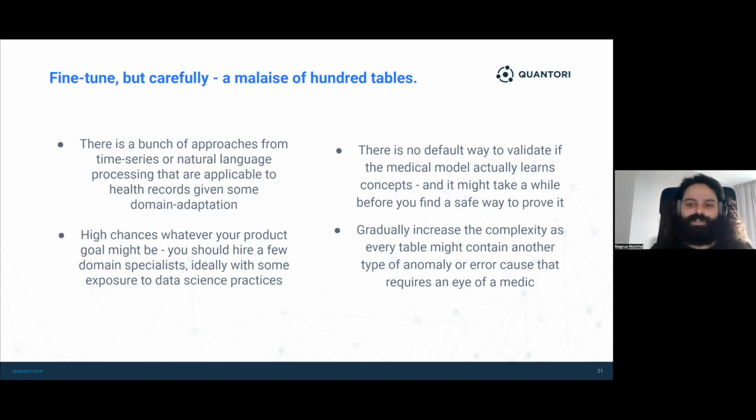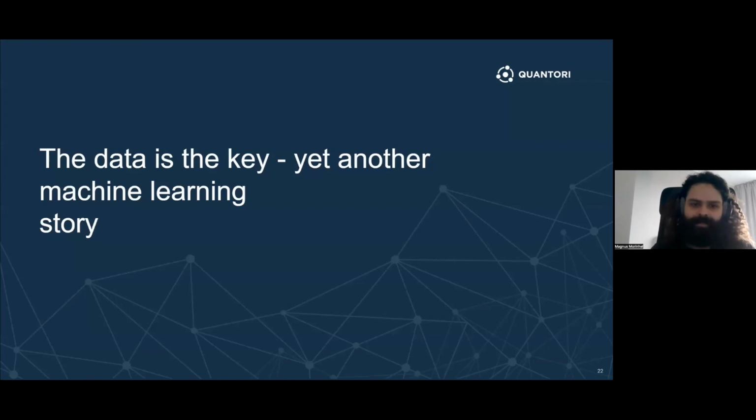So what I suggest in the end, and that's the whole topic of the presentation, is to just do that gradually. Increase the complexity gradually as in any experiment, control some parameters and change a little bit as you do with the fine tuning of parameters. And with every table that you use and extend the solution to, it might have the same anomalies or errors that work in a very different way. And that requires an eye of a medic. So that's another machine learning story, I'd say.